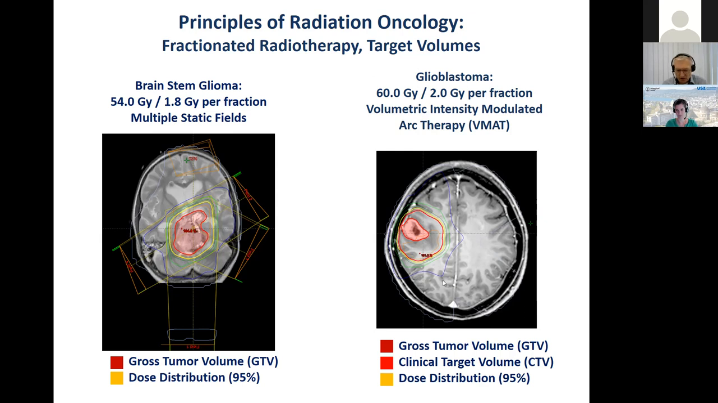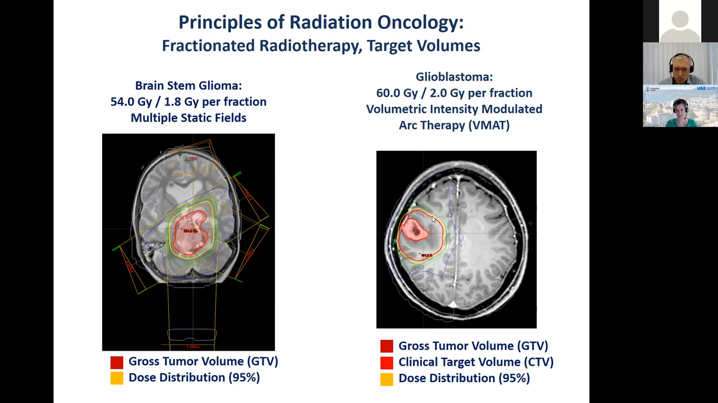On the right side, you can see a patient with a glioblastoma, which is again outlined in red. But in this case, the physician is quite sure that there may be more tumor cells outside this visible tumor. And so he outlines another target volume, which is not called the gross tumor volume, which is inside here, but the clinical target volume, where you assume that there may be tumor cells inside that you don't see.